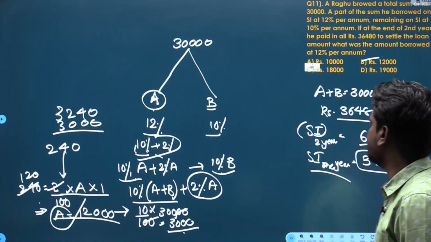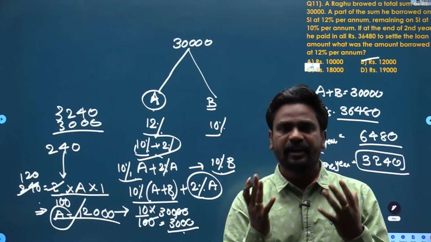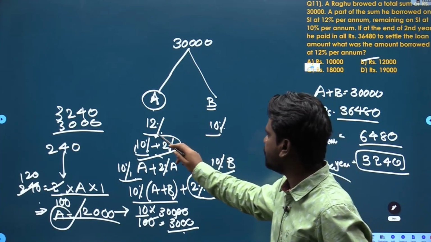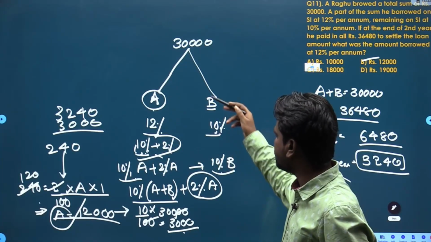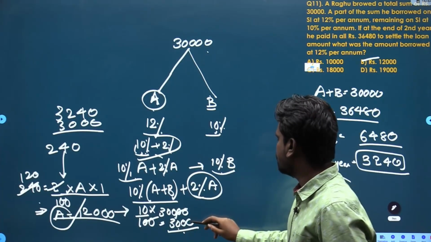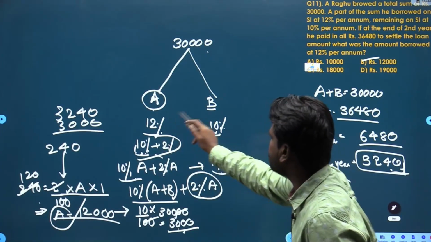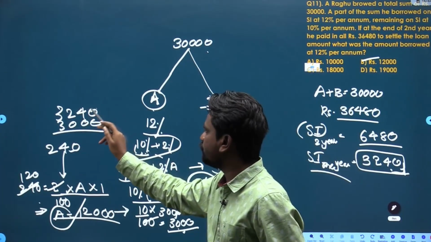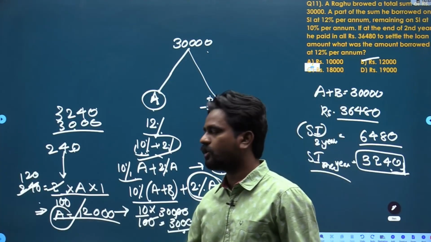Here what we have done is we have simplified. For each year we know the simple interest he is paying. Then we simplify 12% and 10%: we simplified this to 10% plus 2%. So 10% on A, 10% on B, and 10% on A plus B is 10% on 30,000, which is 3,000. Here 3,240 is there for 1 year, and 3,000 is for 10% on A plus B, so the remaining 2% is 240 rupees. 3,240 minus 3,000 is 240, and 240 is 2 into A into 1 by 100. So we got the amount as 12,000.